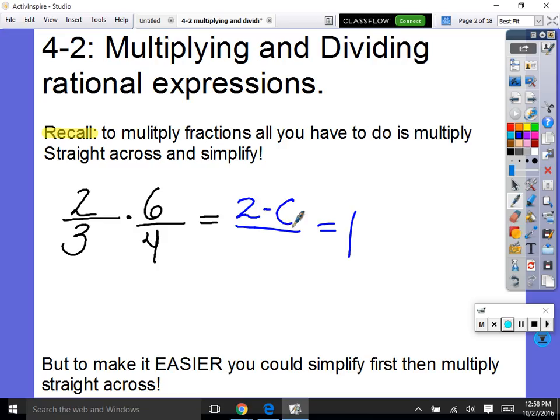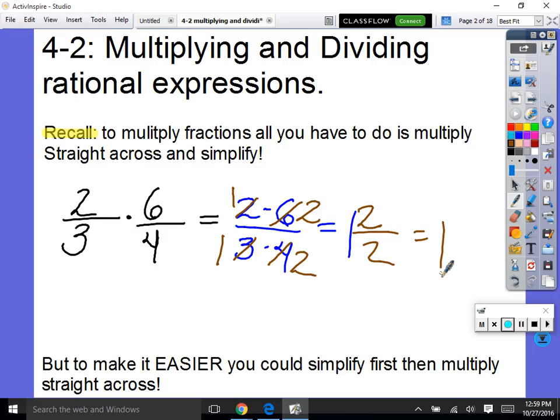This is really 2 times 6 on top, right? This is really 3 times 4. So now, if you look at that, do you see how we could simplify like this as well? What's 2 over 4? No, 2 divided by 4. 1/2, right, everybody? And what's 6 divided by 3? 2 over 1. So do you see how I divided? Now, don't we just have 2 divided by 2, which is 1. So do you see how we simplified first and then multiplied straight across?